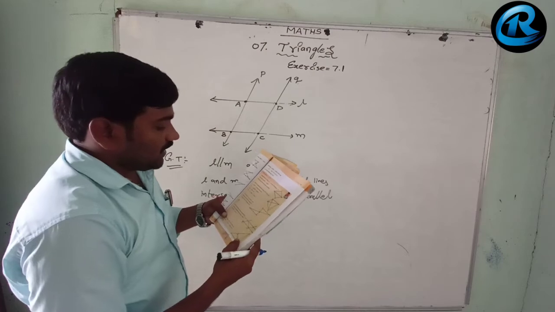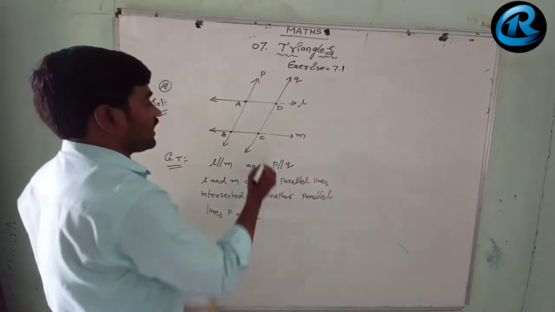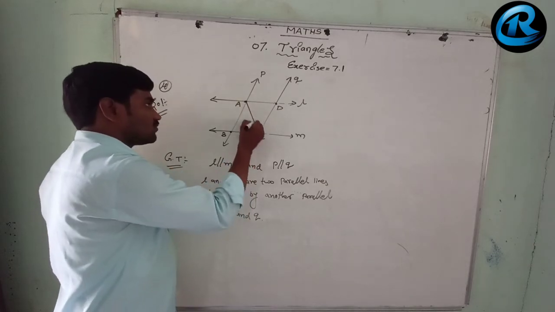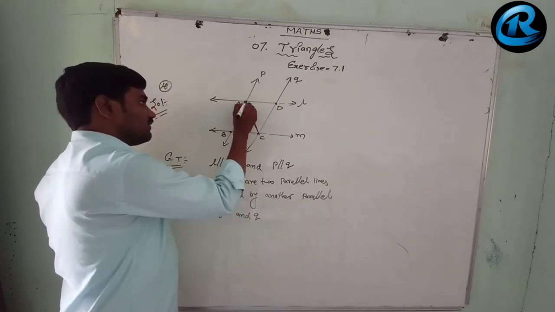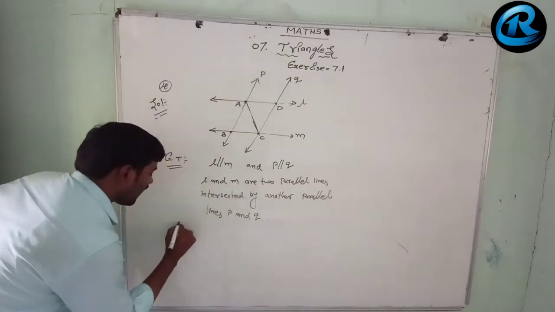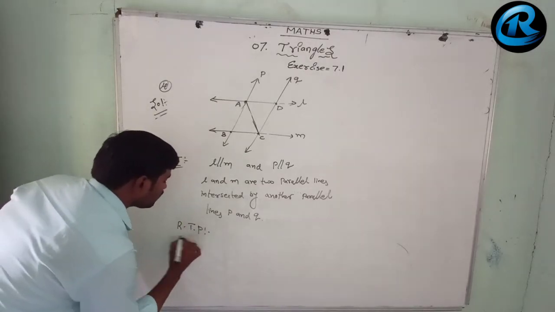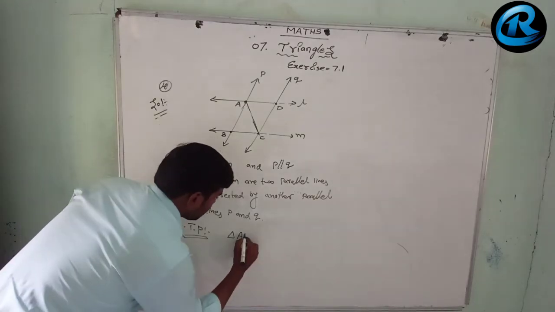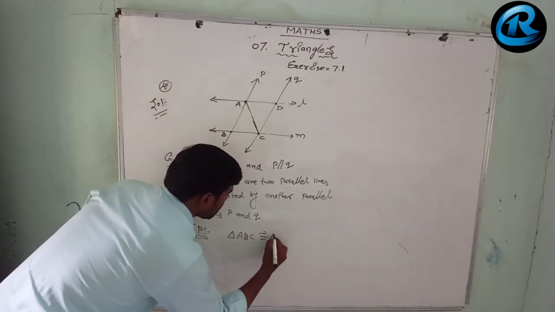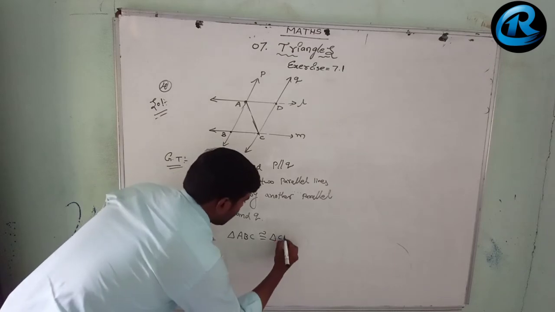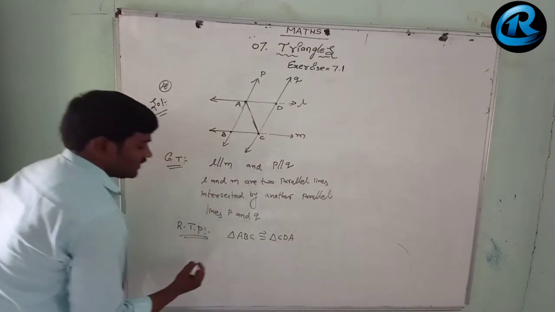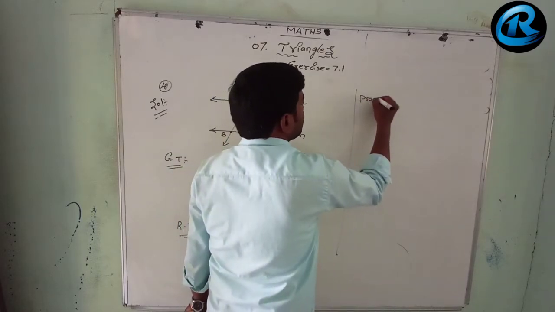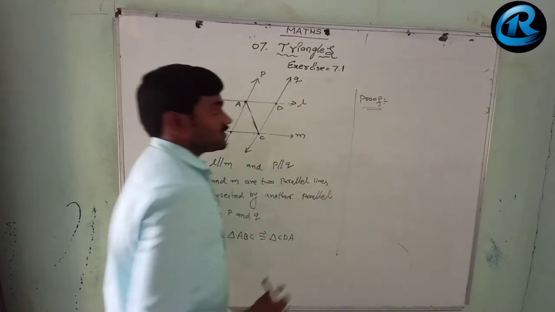Now show that triangle ABC is congruent to triangle CDA. So you have to join these two now. We have to join AC. Now here, required to prove: we have to show that triangle ABC is congruent to triangle CDA. Let us prove this. A very simple proof. In a very simple way we can show this.